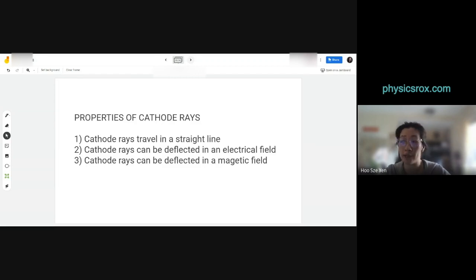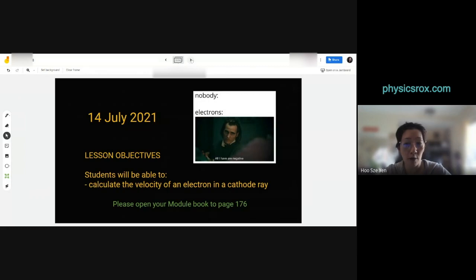They travel in a straight line, and they can be deflected in an electrical field as well as a magnetic field. Now, so far what we've only learned are not concepts. They're actually objects. So you've learned how the cathode ray tube is designed, and then how to modify it, what the deflection tube and Maltese cross tube are and all that, right?